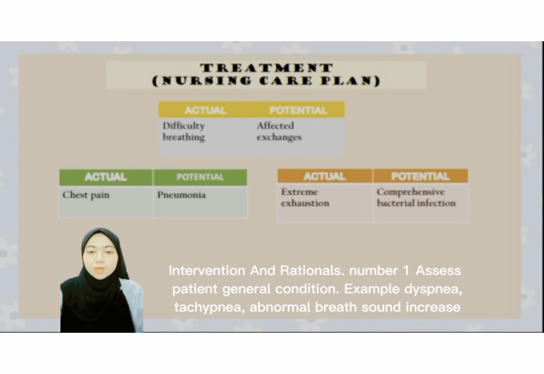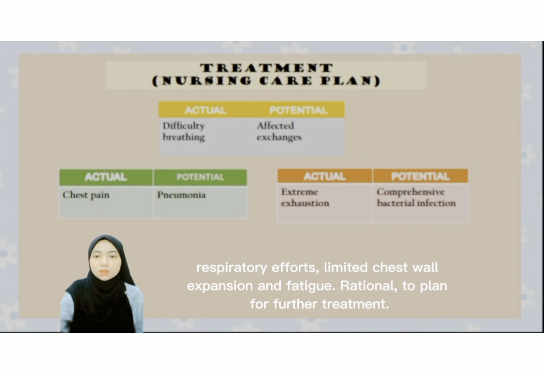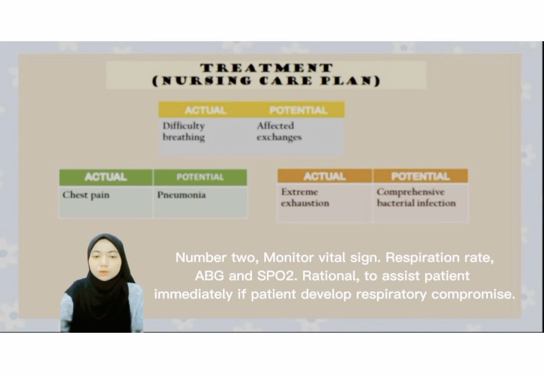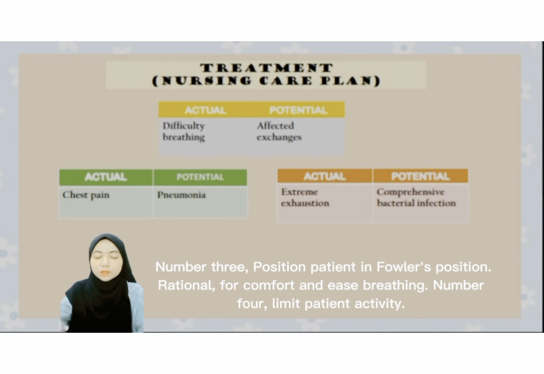Intervention and rationale. Number 1, assess the patient's general condition, for example dyspnea, tachypnea, abnormal breath sounds, increased respiratory effort, limited chest wall expansion, and fatigue. Rationale: to plan for further treatment. Number 2, monitor vital signs, respiration rate, ABG, and SpO2. Rationale: to assist the patient immediately if the patient develops respiratory compromise. Number 3, position the patient in Fowler's position. Rationale: for comfort and easy breathing.